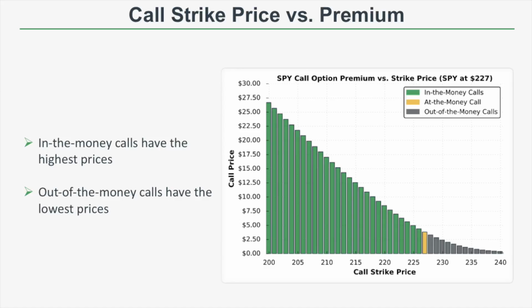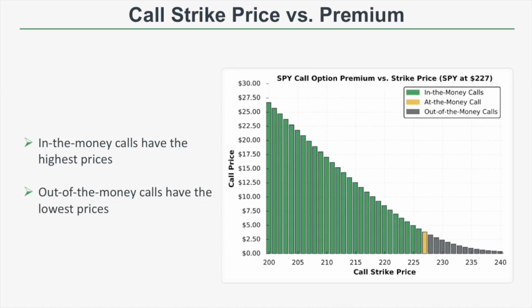Now, on the other hand, out of the money call options are calls with strike prices above the current stock price of $227. And as we can see, at higher and higher call strike prices, the call's premium gets cheaper and cheaper. Now, the cheaper premium is represented by the fact that, first, there's no value to being able to buy shares at a higher price than the current market price of the shares.